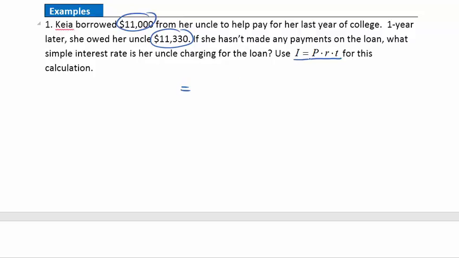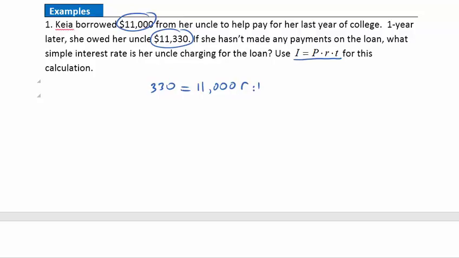So let's start over here with the principal borrowed. That was $11,000. We don't know the interest rate, so we're just going to leave that as R. We do know the time was 1 year, so it's going to be times one there. Now we want to write the interest over here, and notice $11,330 is not the interest that she was charged. $330 was the interest that she's charged.